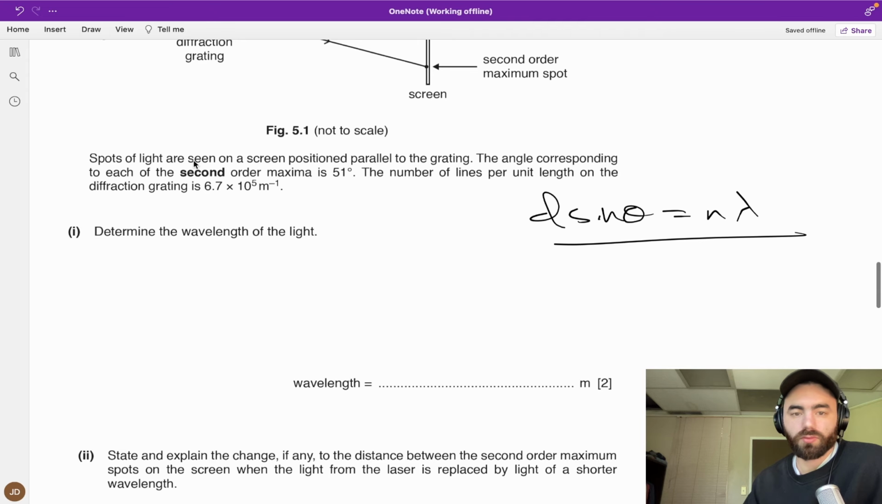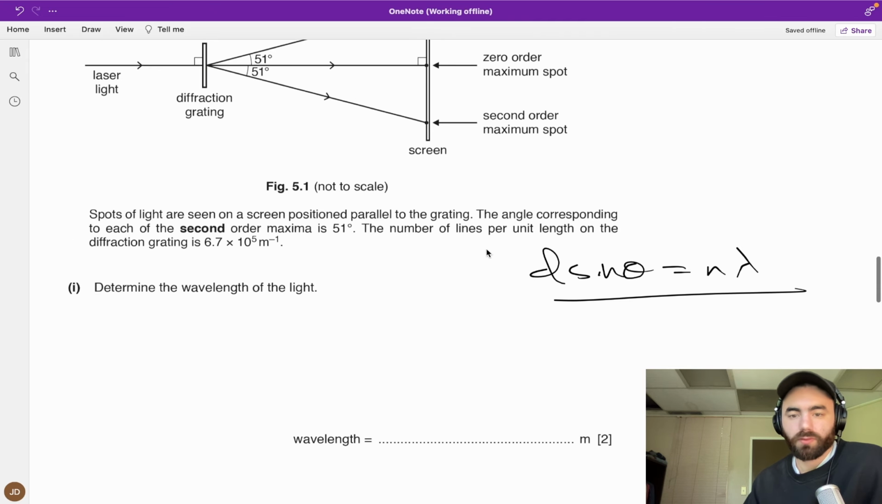They give us this 51 degrees because of the second order, so n will be 2 and theta will be 51. And it also gives us the lines per unit length of the diffraction grating. So we get 6.7 times 10 to the 5 grating lines per meter.